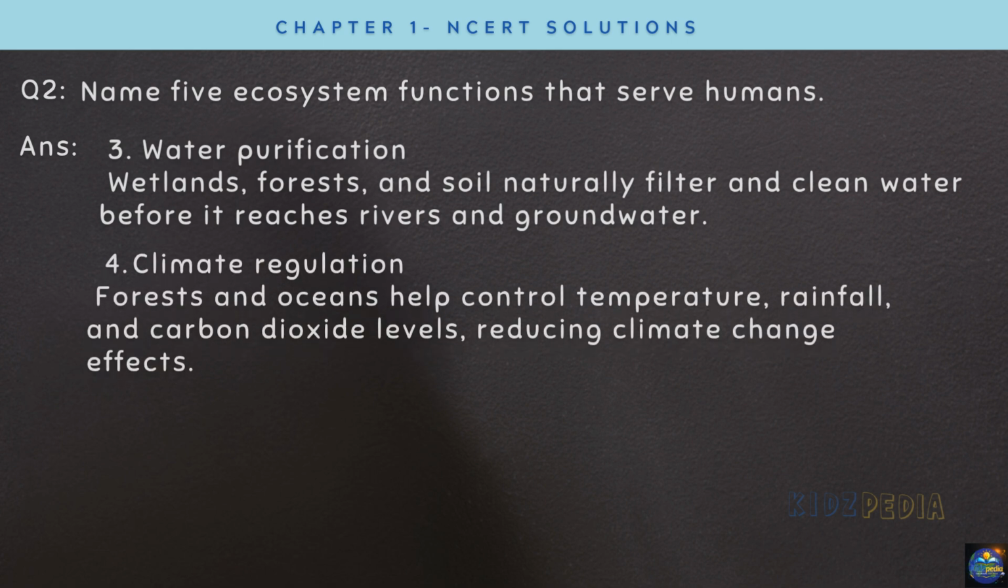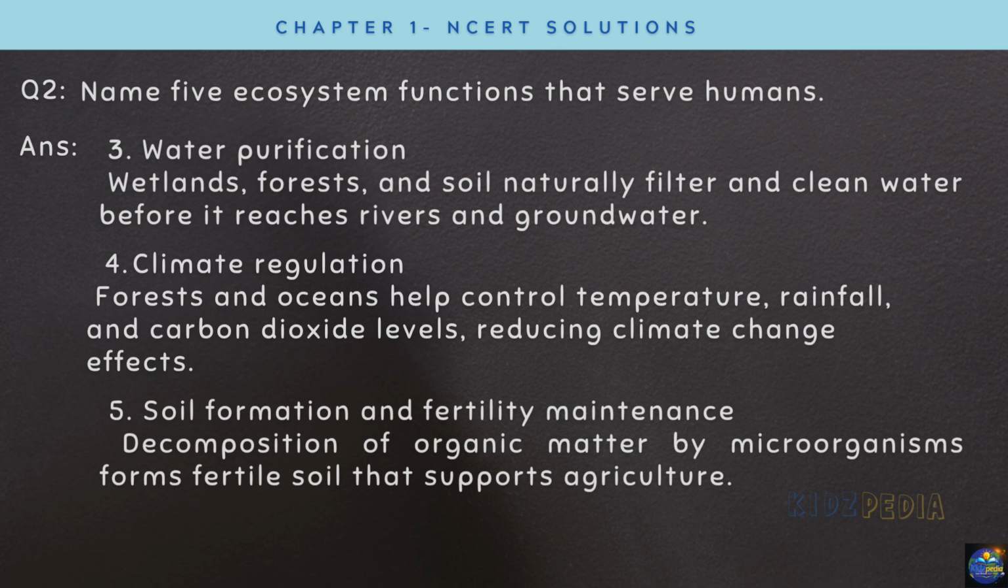Climate regulation. Forests and oceans help control temperature, rainfall and carbon dioxide levels, reducing climate change effects. Soil formation and fertility maintenance. Decomposition of organic matter by microorganisms forms fertile soil that supports agriculture.